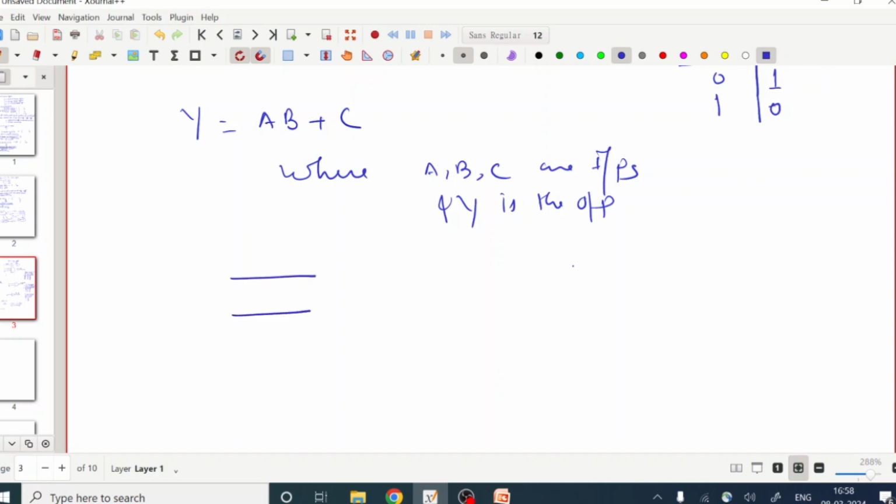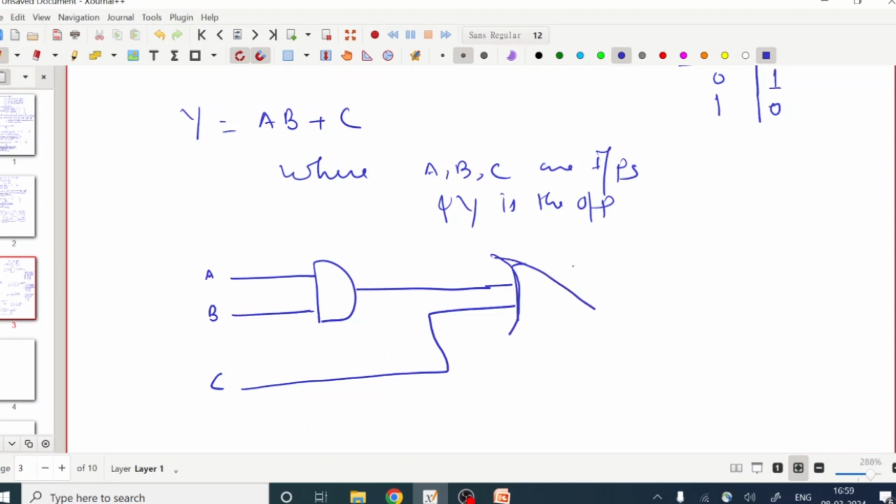There are three inputs A, B, C. A and B are connected by using an AND gate, and then the output of this AND gate is connected with input C by an OR gate. This is an OR gate because this is one component and this is another component. This component has two inputs connected in the form of an AND gate.